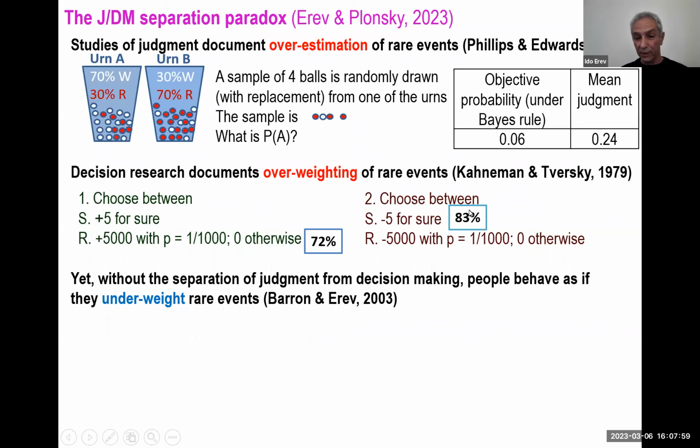And again, this behavior can be captured with the idea that they overweight the 1 in 1,000 event. In both cases, they behave as if they overweight rare events. The fact that people overestimate rare events in judgment studies and overweight them in decisions under risk appears to suggest that people are highly sensitive to rare events. However, studies that examine choice behavior without a separation of judgment from decision making suggest the exact opposite.